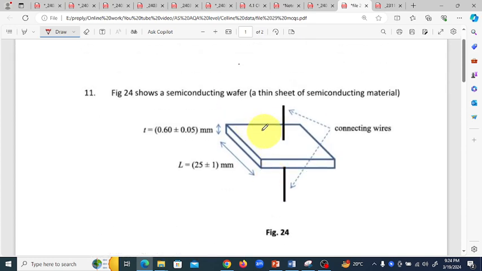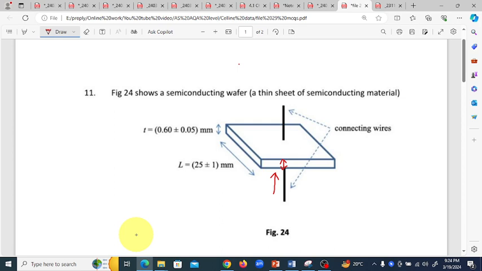For example, this is a semiconductor wafer in which the wires are connected. Here the wire is passed through this semiconductor wafer, and as the wire passes through it, the current passes through that kind of material. So this thickness T is actually the length for the current to pass through this wafer.